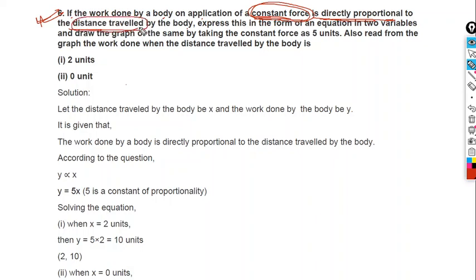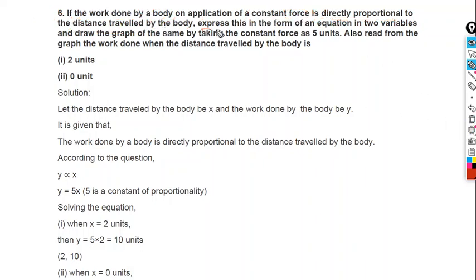Distance traveled, directly proportional with which? Work done. So two variables are here. First one is work done, second variable is distance covered, and the constant is force. So three things we have already identified. Two variables are there and one constant.